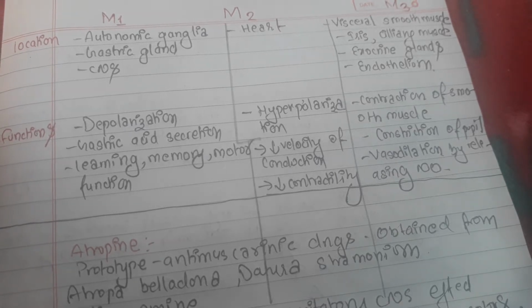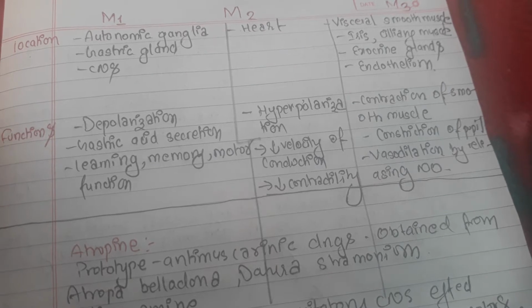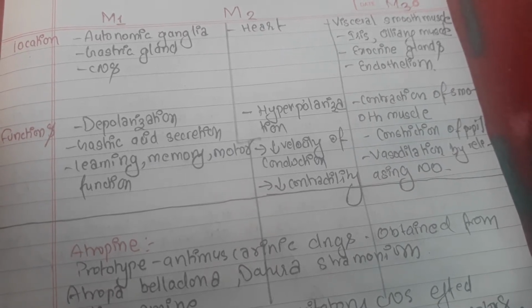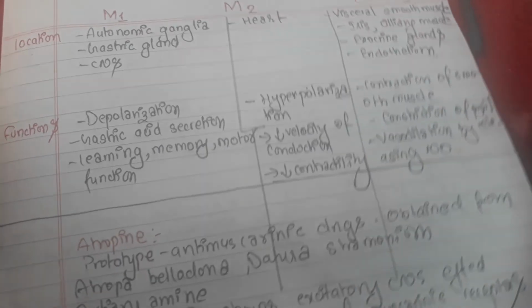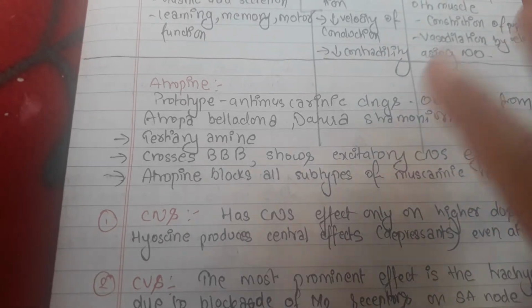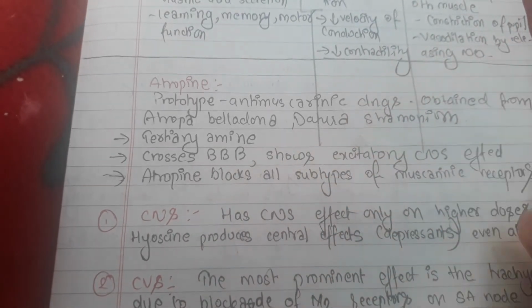In the previous video, I have already talked about the classification of the anticholinergic drugs. Now, today in this video, we will be learning about atropine, which is one of the most important anticholinergic drugs.